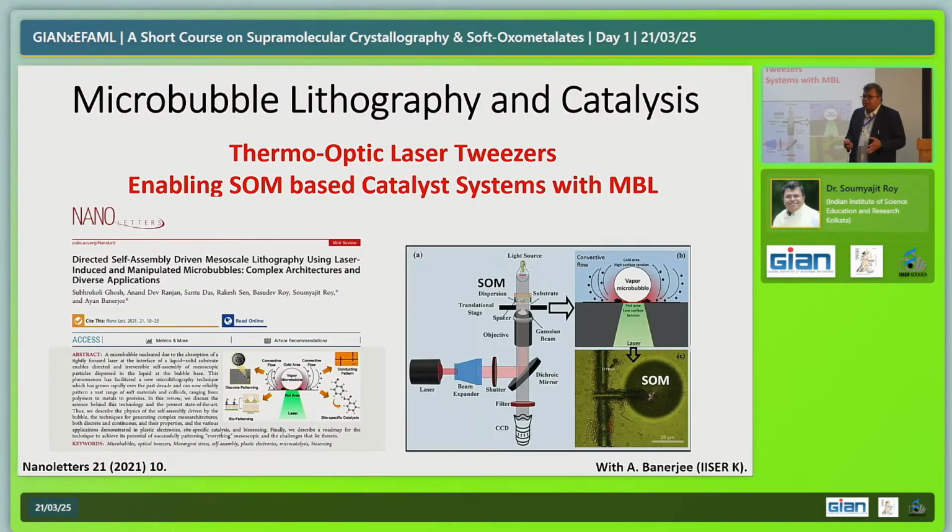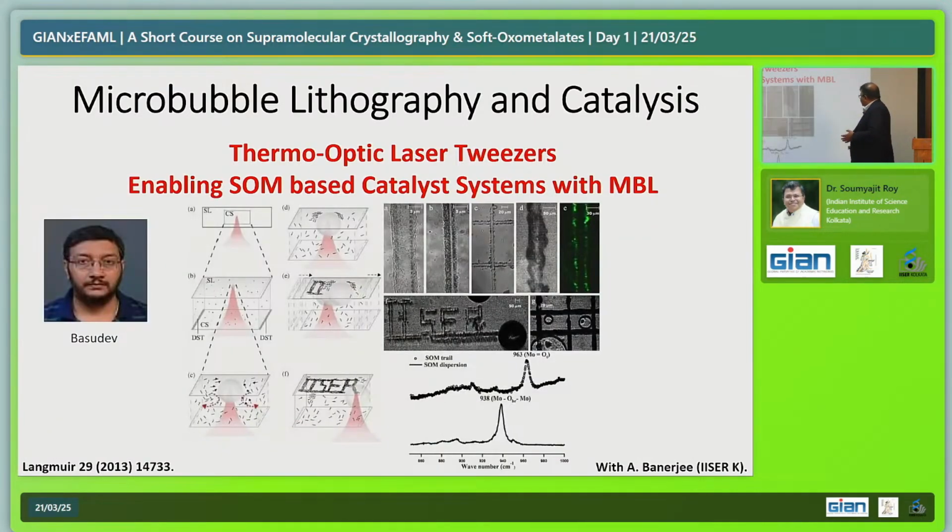But of course, with SOMs, it's a little bit easier because they are more tunable and they have a diverse range of properties. That's where it's a unique system which is applicable in these cases. Now, this work first was discovered by Vasudev Roy, who is now an assistant professor at IIT Madras. So what Vasudev found when we were doing these type of works is that we were trying to trap SOMs. That's all we were trying.